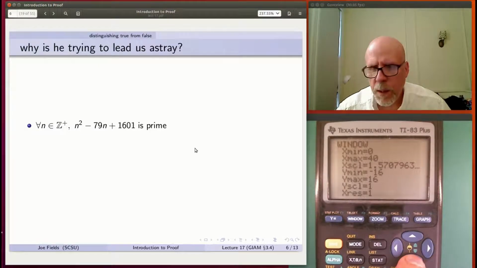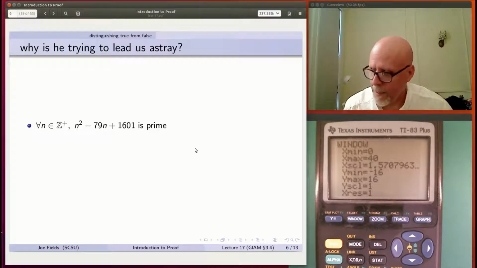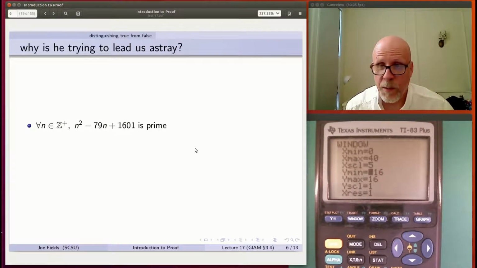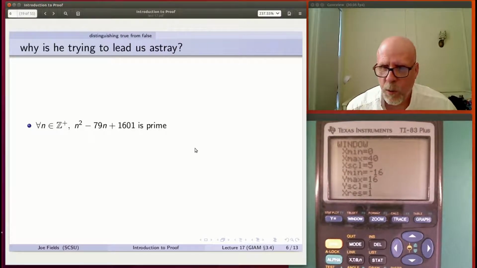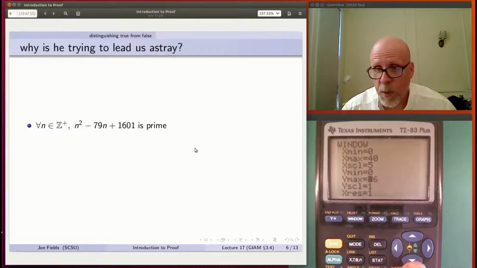The x scale on these calculators is how far apart the tick marks are. Let's just make it 5 so it doesn't look like we've got a hairy x-axis. If you get too many tick marks on the x-axis, sometimes it ends up looking like a really solid fat line. For y, I think the smallest we need to go is 0, and let's go all the way up to 1601, so we see that one big prime that started out when x was 0. Now we graph.